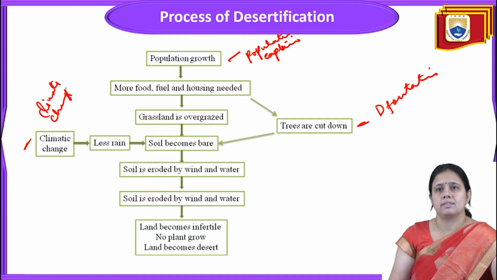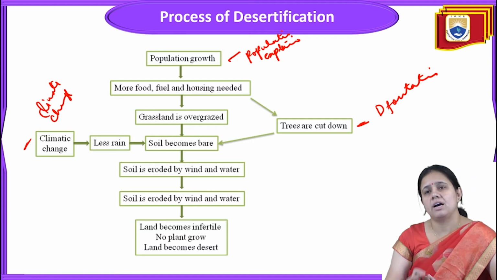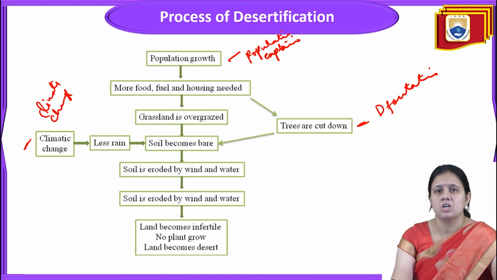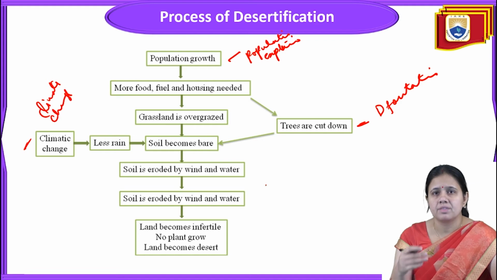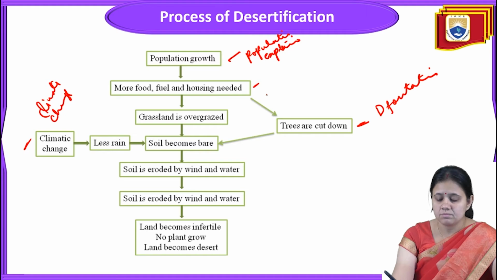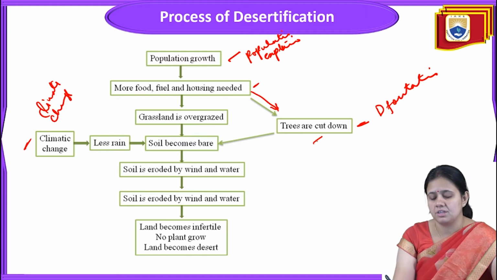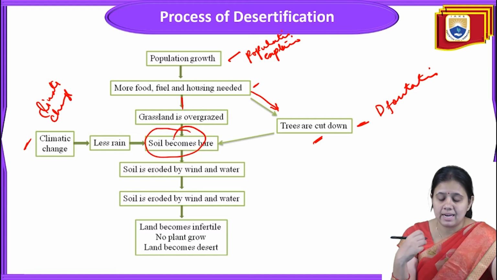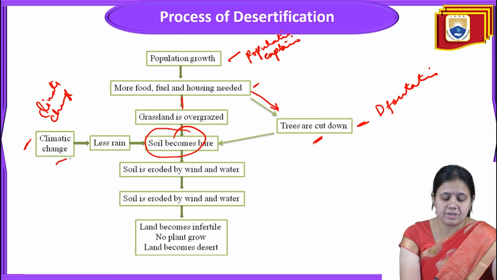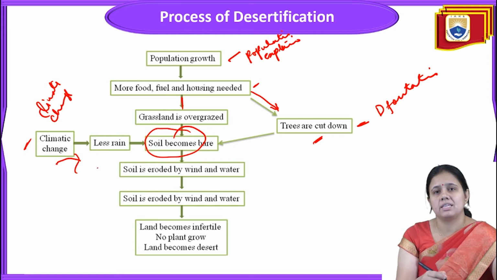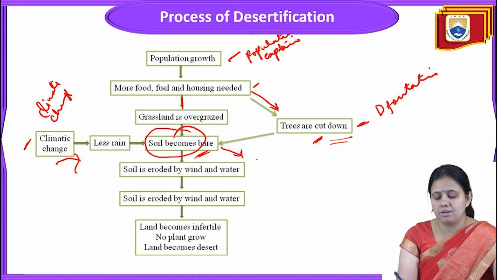So all are connected. These three global environmental problems will lead towards the process of desertification. If there is more population, then the demand for food, fuel, and houses increases. This will lead towards deforestation, or sometimes grassland is overgrazed and the soil becomes bare. Barren land will be created. Next is climate change. Due to climate change, there is less rain, so the soil becomes barren, and cutting down of trees will also make the soil barren.